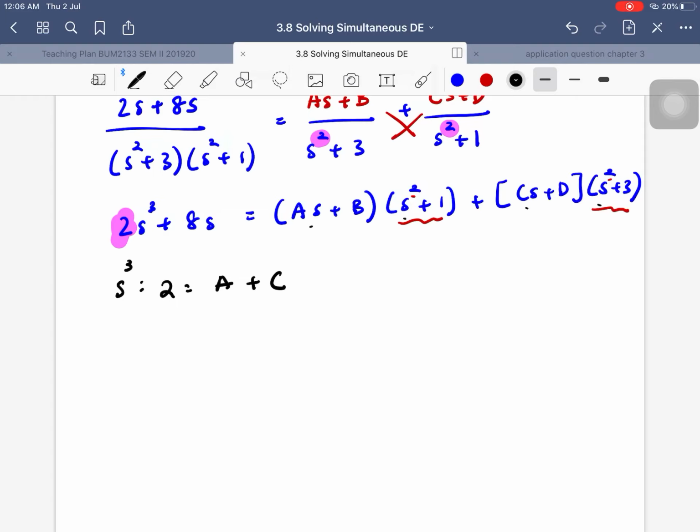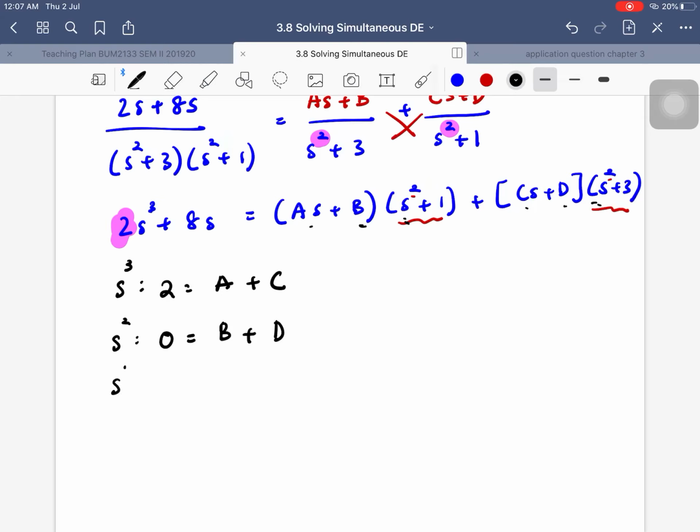And if I were to compare for s to the power of 2, there's none over here, so it's 0. But if I were to expand, for this case, this is going to be b s squared. I'm going to have both of this, so I'll have b, and for this one, I'll have d multiplied by s squared. So I'm going to have b plus d is going to equal 0.